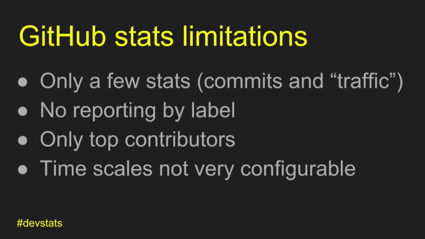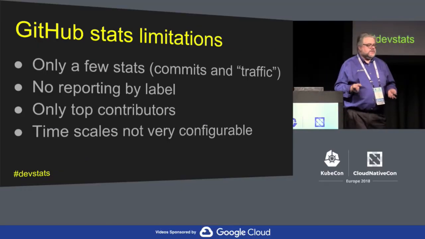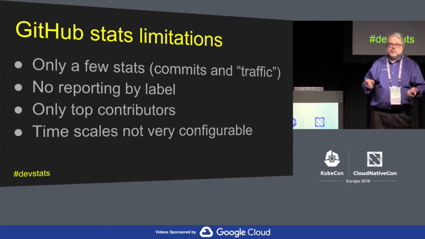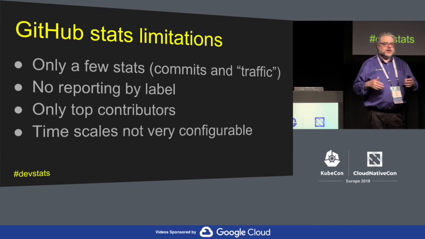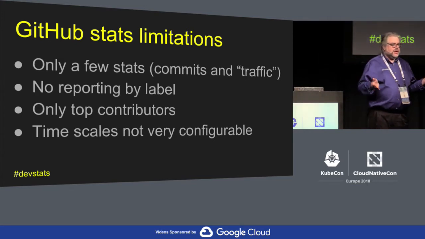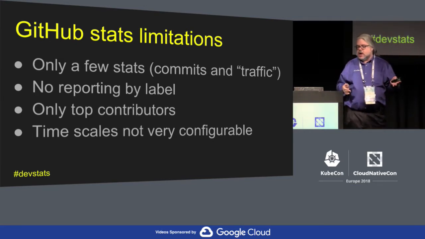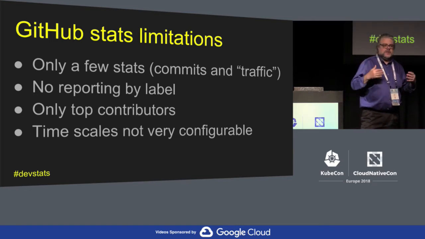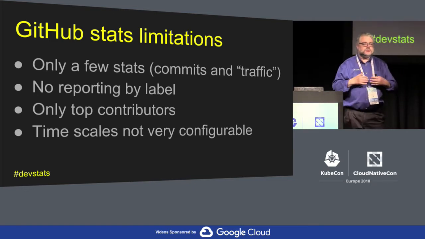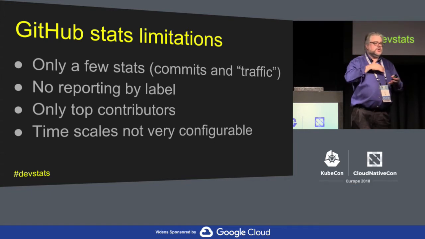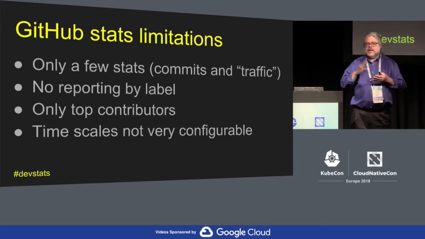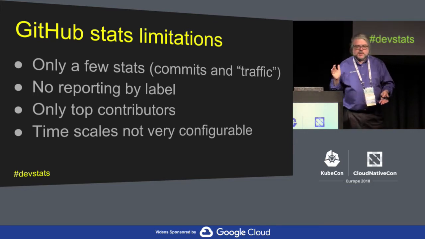The first being that there aren't a lot of stats available, period, right? We've got commits, maybe issues. We've got this one stat called traffic that's kind of a grab bag for everything that anybody does. We can't report on things based on labels, and we use labeling of PRs and issues extensively to categorize them. In terms of contributor activity, in terms of picking out individuals, GitHub will only show us the top contributors, and we can't actually get out all the contributors or characterize them.